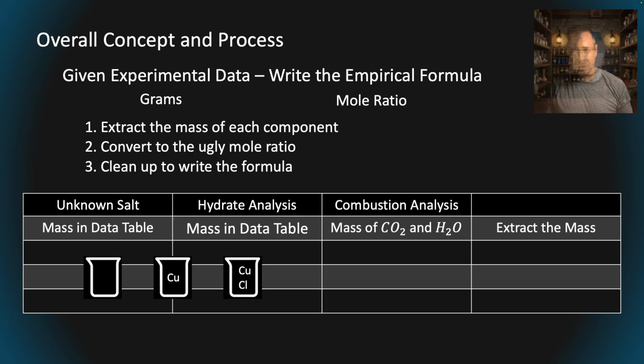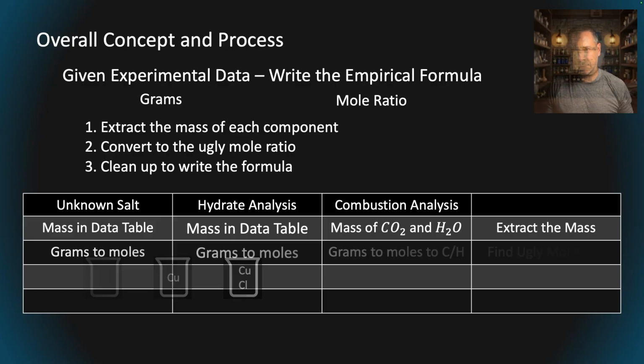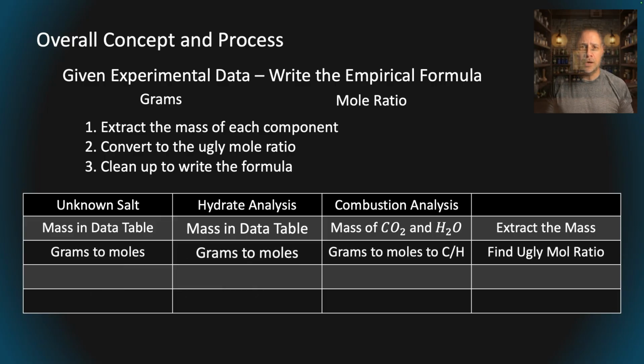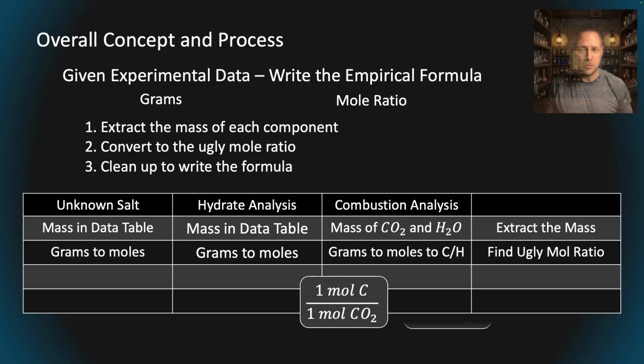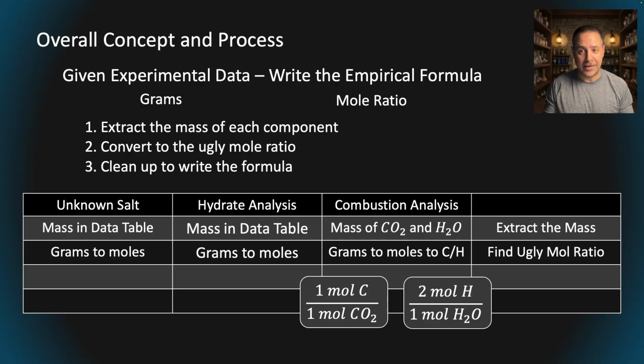Combustion's the nice one here and gives you the mass directly, but all 3 start you off with the grams of the individual components. Then you convert to the ugly mole ratio. This is where combustion requires that extra step. If you don't show your work and that you've converted from moles of CO2 to carbon and moles of H2O to hydrogen, you won't get credit. Make sure you understand this step and to show it in your work. Incorrect work on the AP exam means you won't get credit, even if you have the right answer.